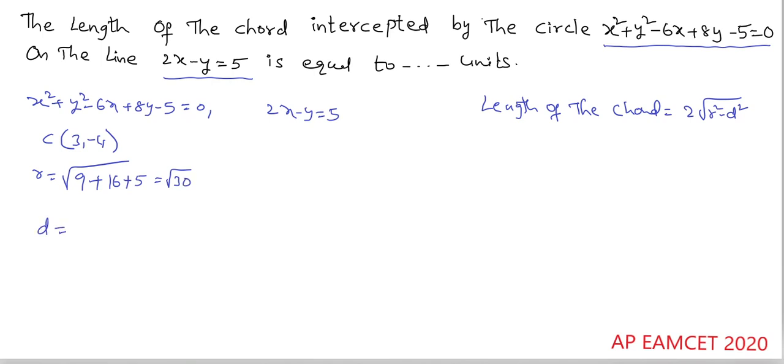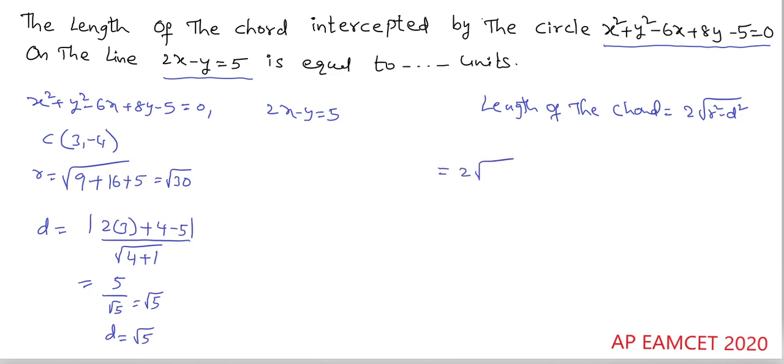And d is the perpendicular distance from the center to the given line, that is modulus of 2 into 3 minus, that is plus 4 minus 5 by under root of 2 square 4 plus 1, that is 2 into 3, 6, 6 plus 4, 10 minus 5, 5 by root 5, that is equal to root 5. This is the d. So d is equal to root 5. Therefore, the length of the chord is equal to 2 root r square. r square is 30 minus d square, that is 5, that is 2 root 25, that is equal to 2 into 5, that is equal to 10 units. This is the length of the chord.